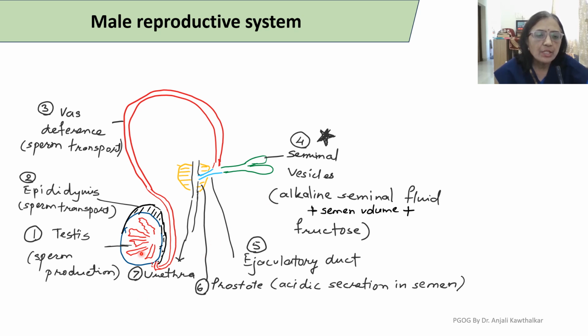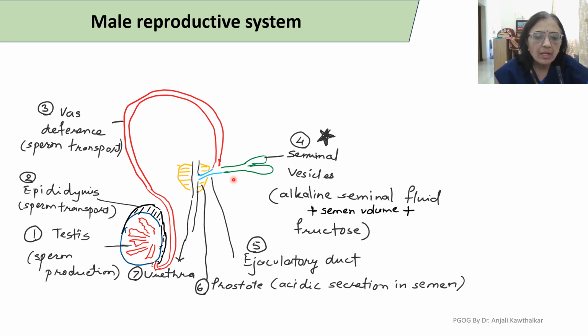This is the testis, where sperm production takes place. Then we have the epididymis, where there is sperm storage as well as maturation, and sperm transport starts from here. And then the third organ is the vas deferens, a muscular tubular structure which leads to sperm transport.